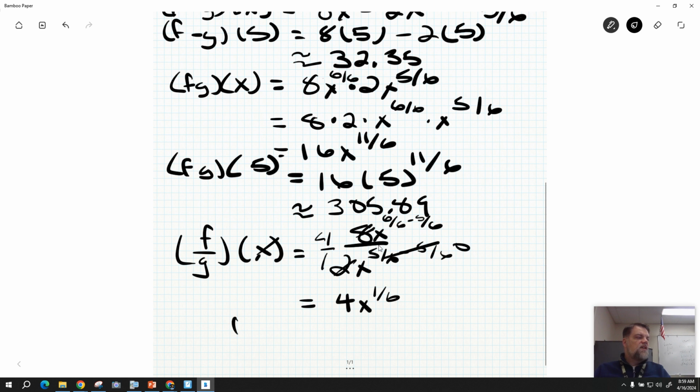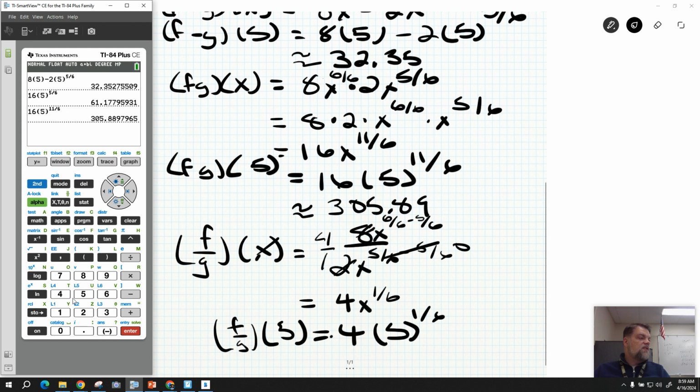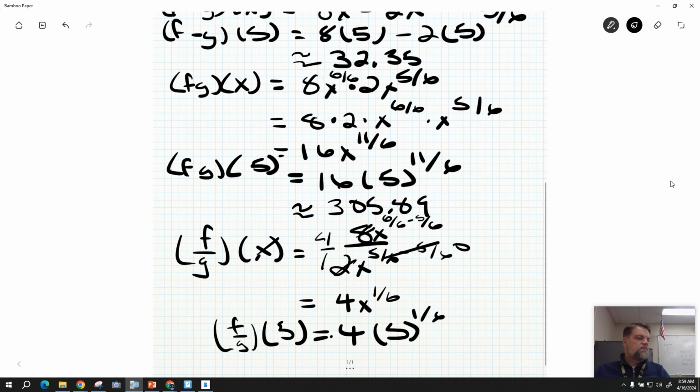So now to evaluate this at 5, I'm going to say 4 times 5 raised to the 1 over 6, or the 6th root. Plug that in my handy dandy calculator. 4 in parentheses 5, close parentheses, raised to the 1 divided by 6. Whew, that was a lot of work. Approximately 5.23, right?